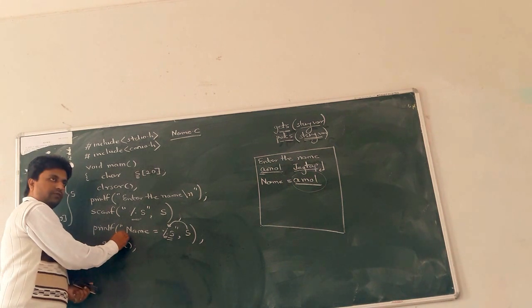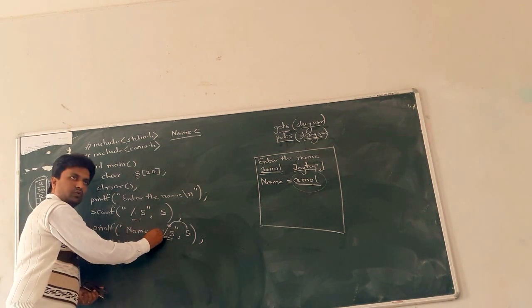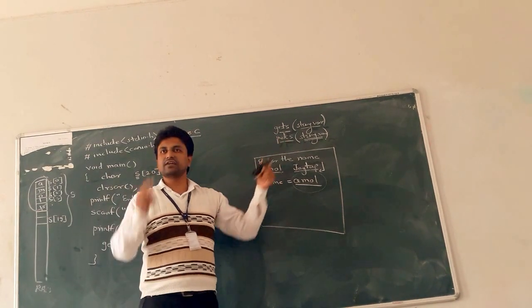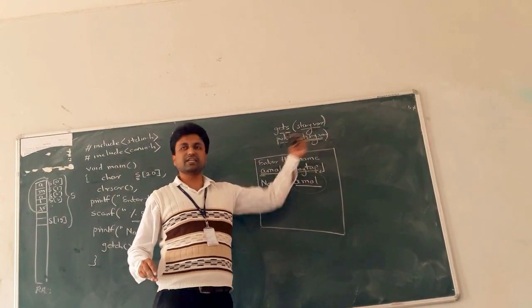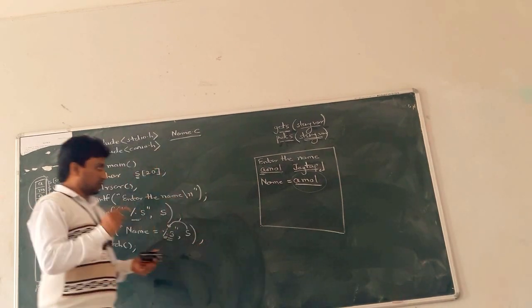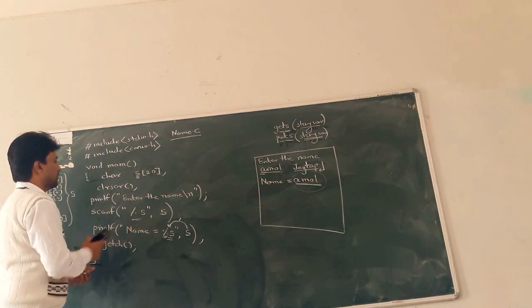In printf, what do we format? Name is equal to. But in the puts function, we cannot write double quotes name is equal to string name. We cannot write that type. Okay. So how to overcome that part?